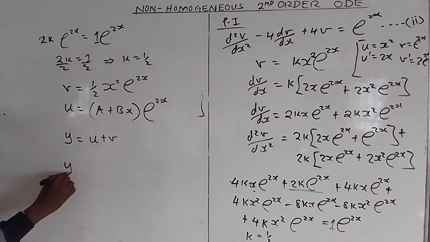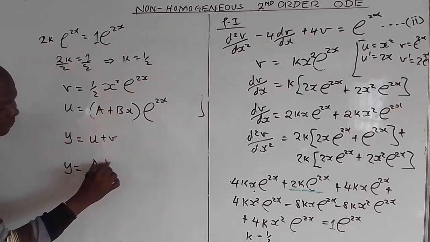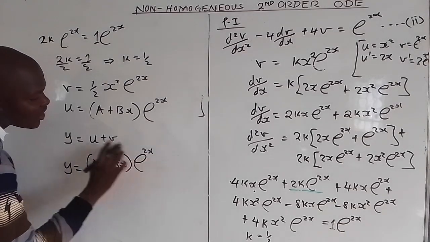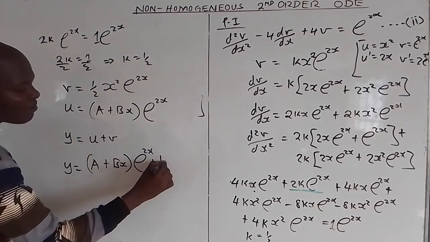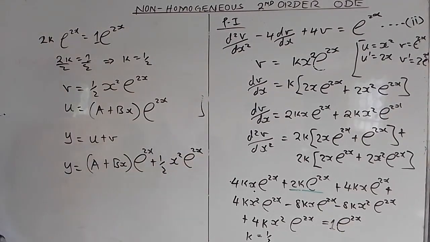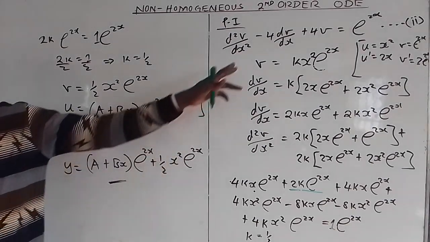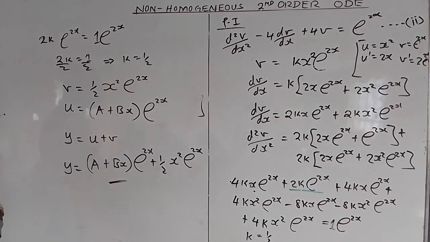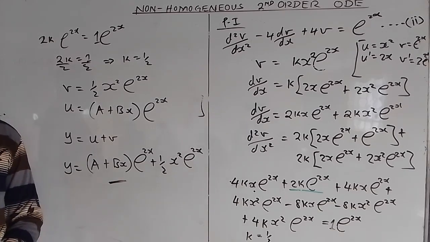So you get y is, what is u? A plus bx exponential 2x, then plus v, which is plus a half x squared exponential 2x. And you have solved the second order non-homogeneous ordinary differential equation using the D operator method.